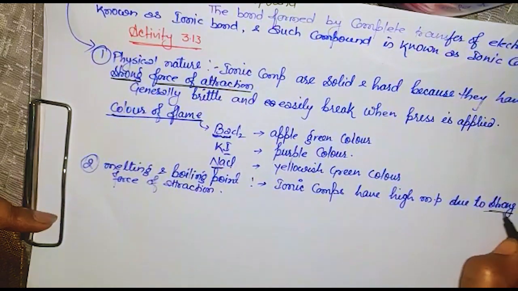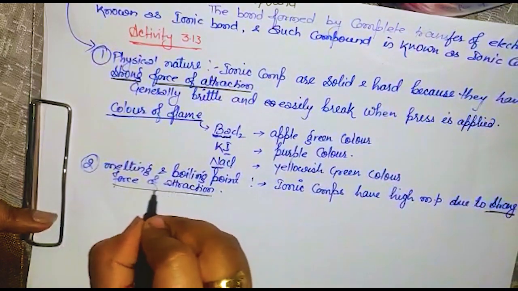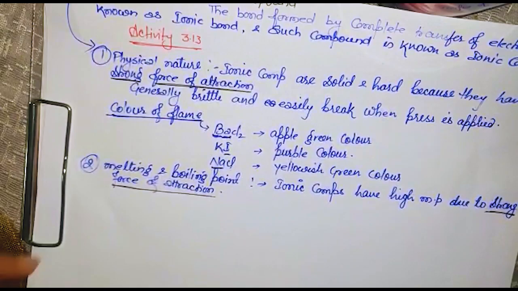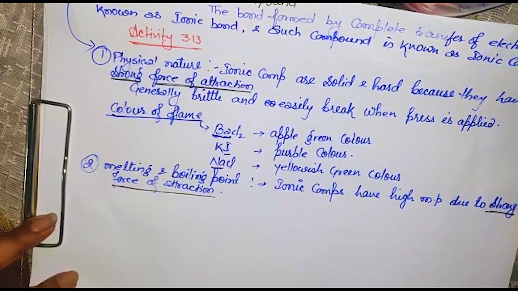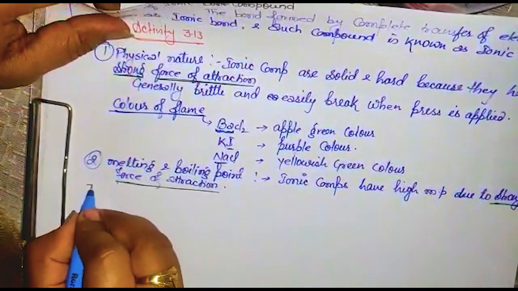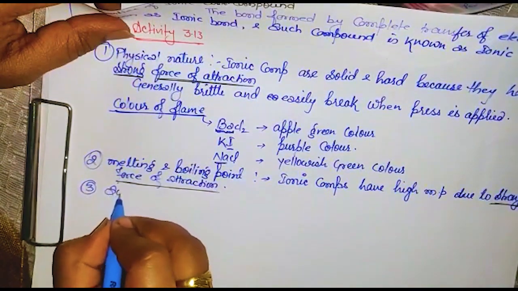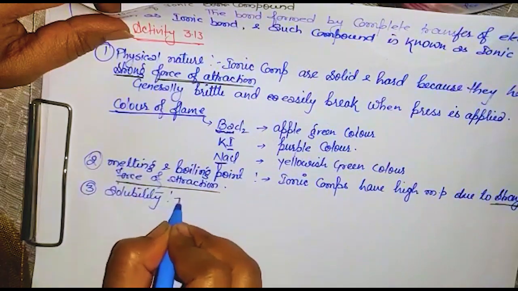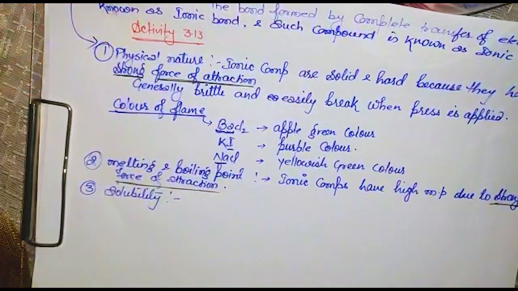Due to strong force of attraction, its melting point will be high, and if we make it a solution and then heat it, its boiling point will be very high because of, again, the strong force of attraction. Third thing, we will check the solubility. Solubility means whether it dissolves in the substance or not.